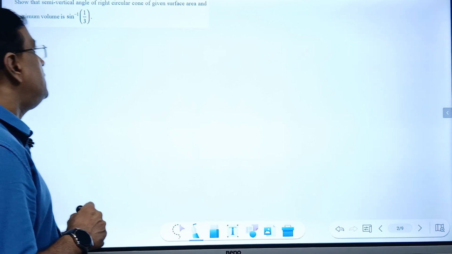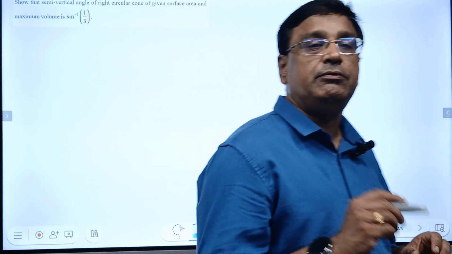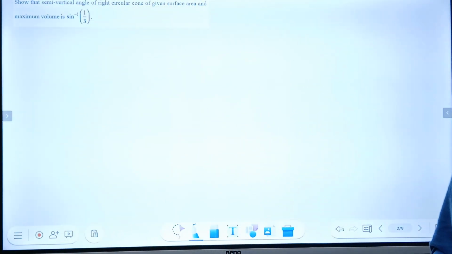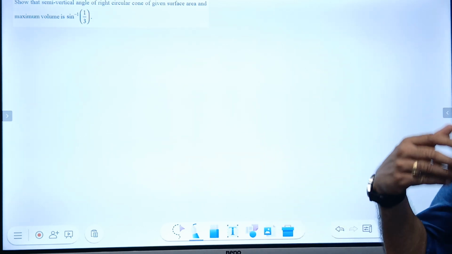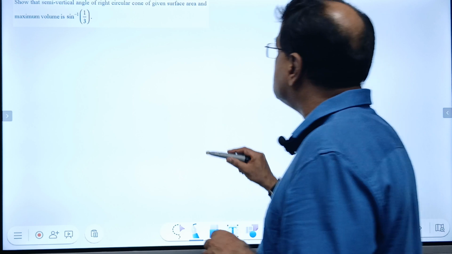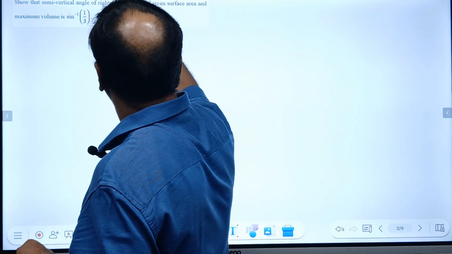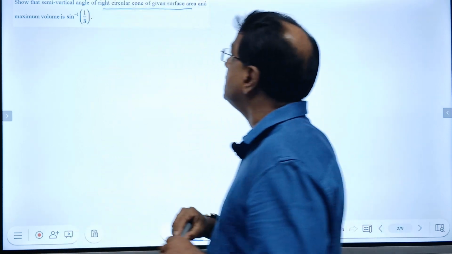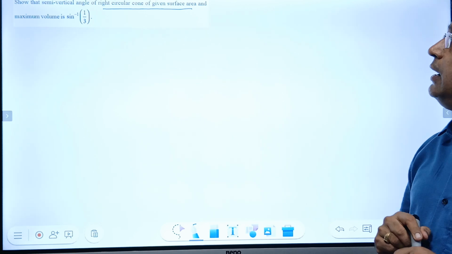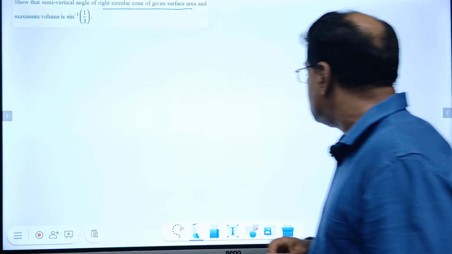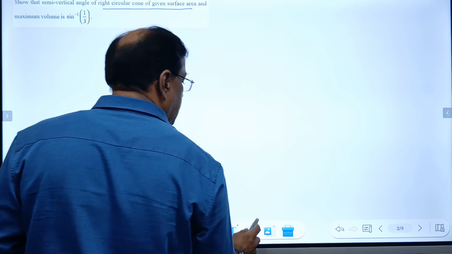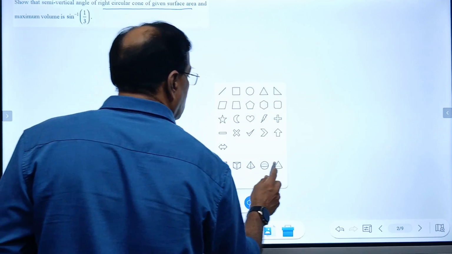Show that the semi-vertical angle of a right circular cone of given surface area and maximum volume. So here what is given? Here the surface area is given, and it has maximum volume. You have to maximize the volume. So let's take a diagram. Like this is a cone.